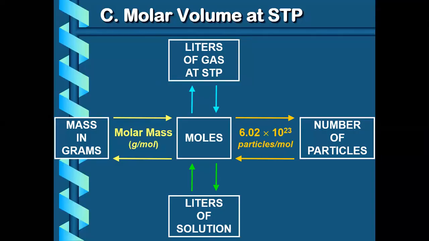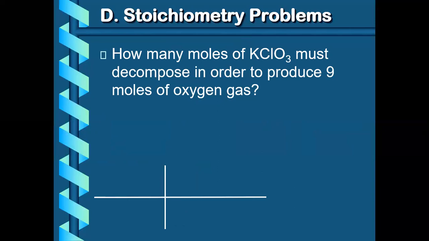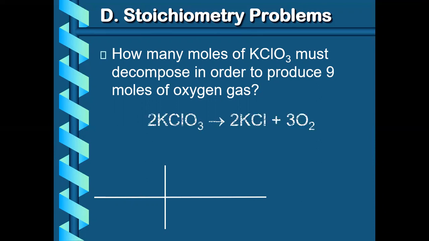So let's try out a problem. This problem says, how many moles of KClO3 must decompose in order to produce 9 moles of oxygen gas? The very first thing we have to do before we do anything else is get a balanced equation. KClO3 must decompose, meaning break apart, in order to produce oxygen gas. Remember oxygen is a diatomic element, so it's going to be O2 and not just O. The only thing left over is the KCl.